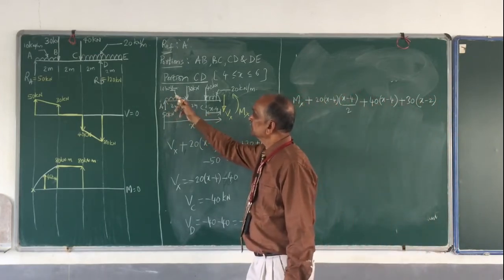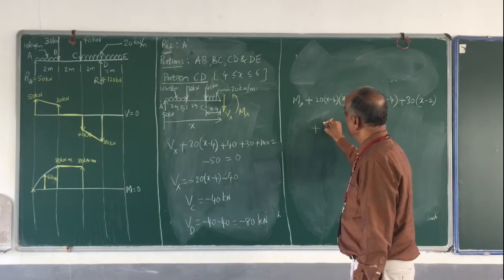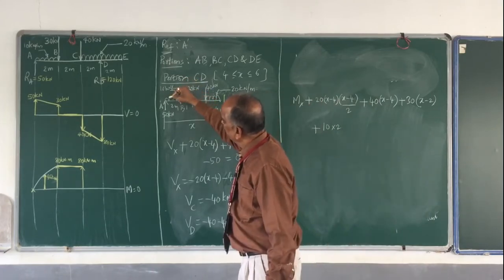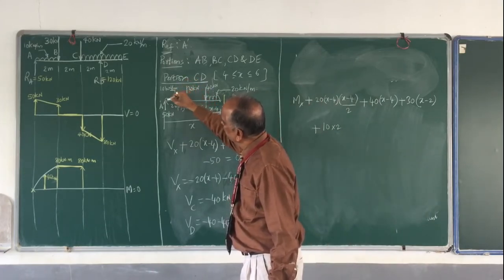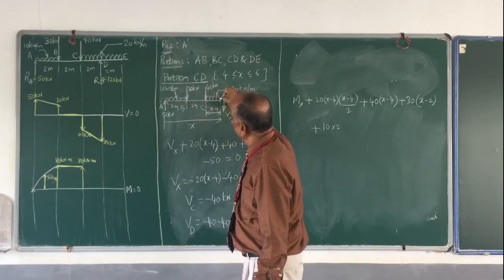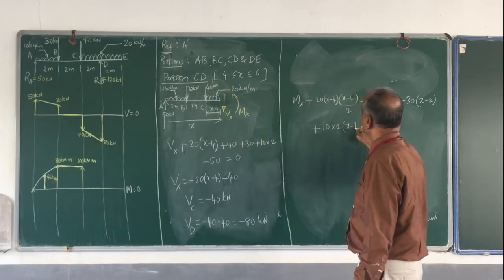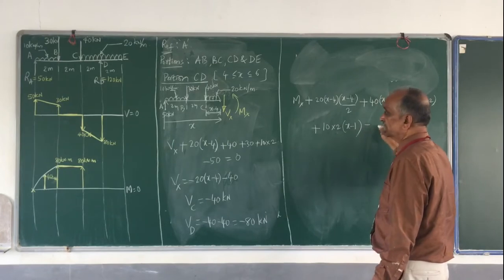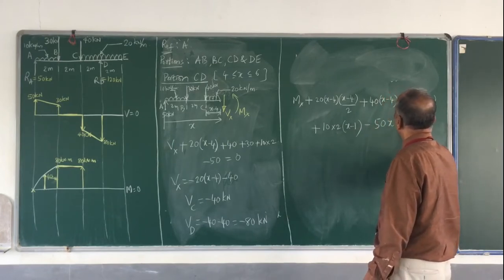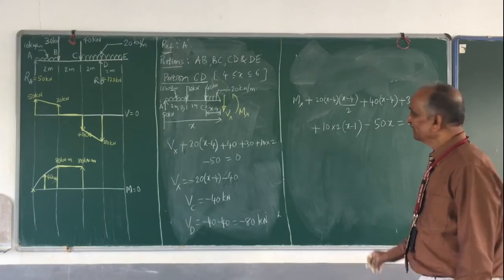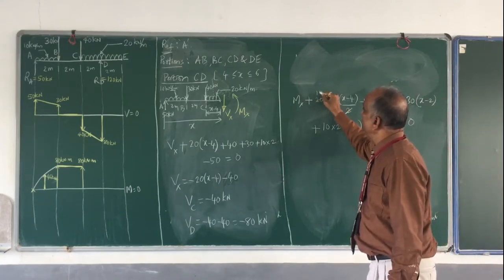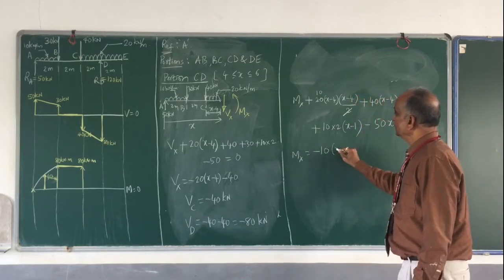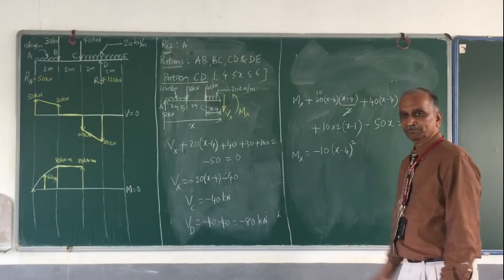Proceed further. Then because of this 10, that also is plus first of all 10 multiplied by 2. This is the load multiplied by the distance. The 10 into 2 is the equivalent load which is acting at the midpoint. From here to here is x minus 1. Then proceed further. You have another load that is minus 15 multiplied by x is equal to 0. So your bending moment expression Mx is equal to minus 10 into x minus 4 whole square.